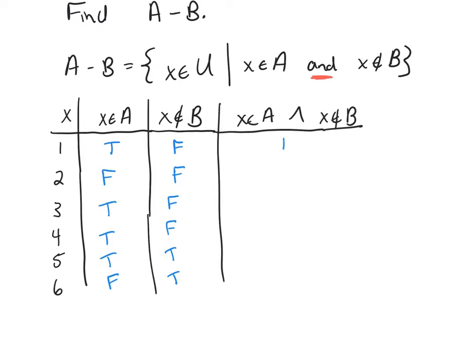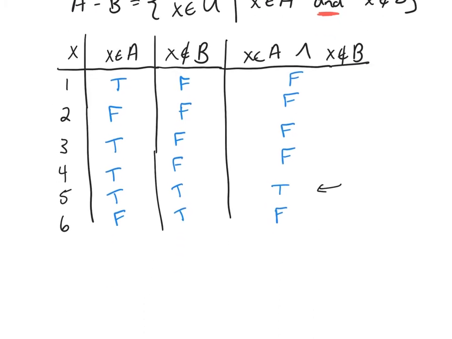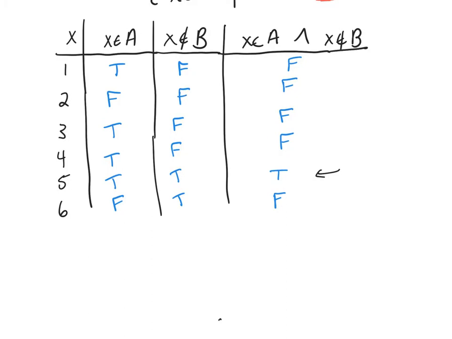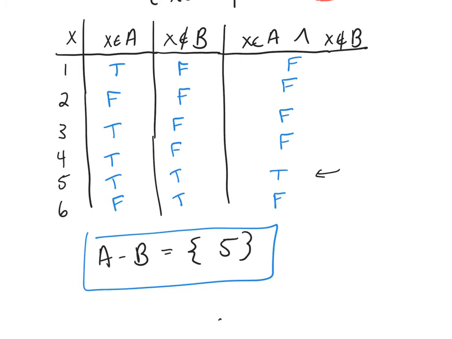So if I look in the first row, one of them's false, false, false, false. But here in this fifth row, they're both true. So if I look here, the only element where I got a true at the end was 5. And so the only element in this set difference, A minus B, would be the element 5, and that's it. So this would be my set difference right there.